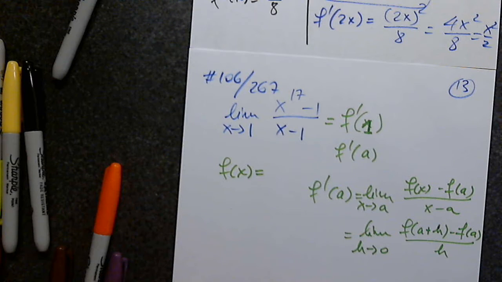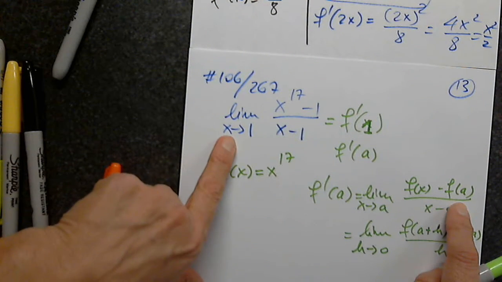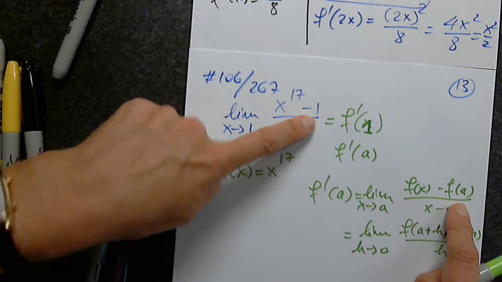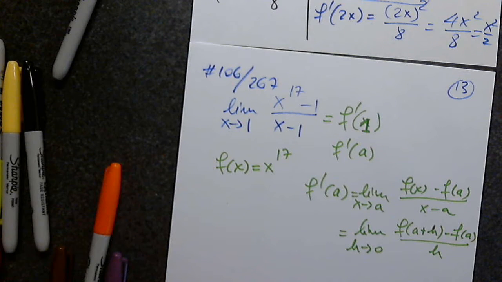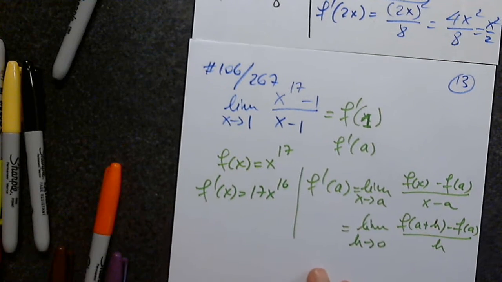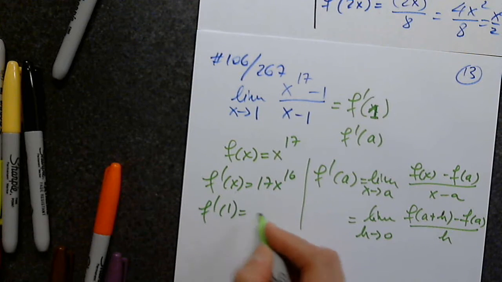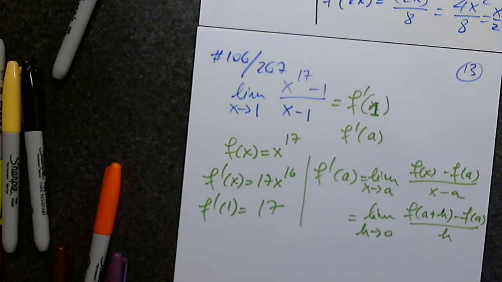X to the 17th power minus 1. Minus 1. So f of x is x to the 17th. F of 1 is 1. Denominator x minus 1. So the function is x to the 17th. So then f prime of x is 17x to the 16th. And therefore f prime of 1 must be, that's it. Does it make sense?